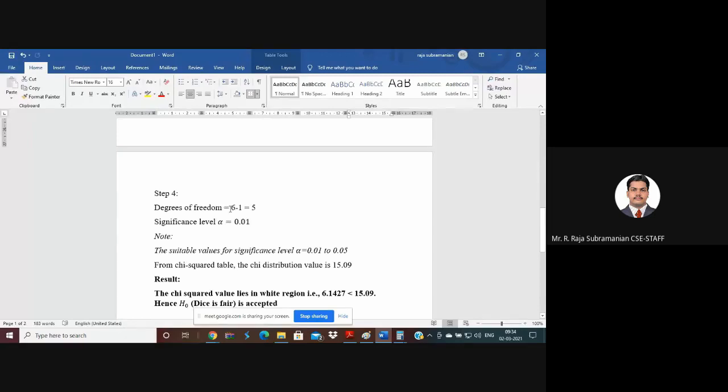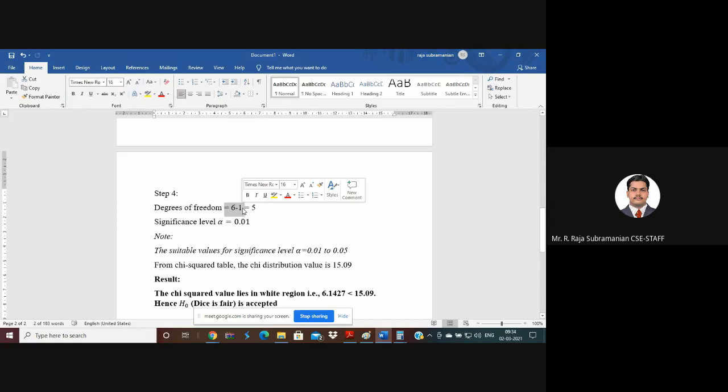Now I go for the degrees of freedom, which is n minus 1. N is 6 because I have 6 different values, so it is 6 minus 1, which is 5. The significance level alpha is going to be 0.01. The alpha value is not given in my problem. The suitable values for significance level alpha are between 0.01 and 0.05, that is, 95 percent to 99 percent, which you can use for any problem. So it is up to you. If it is not given, we take a value between 0.01 and 0.05. We take the highest significance level value, 0.01.